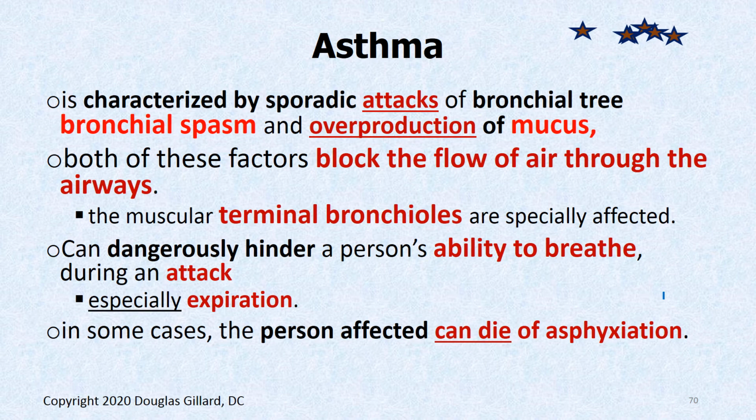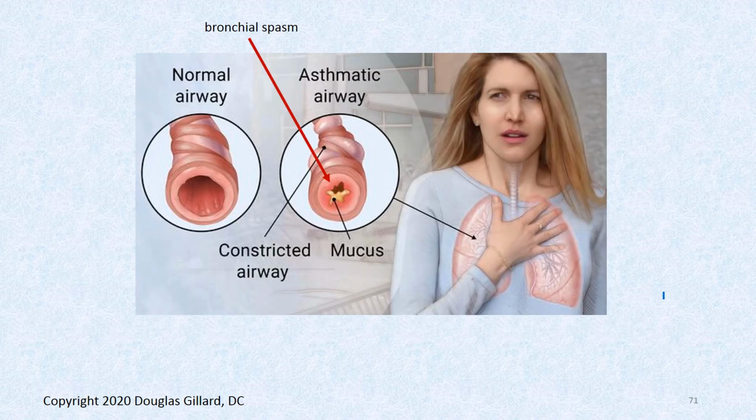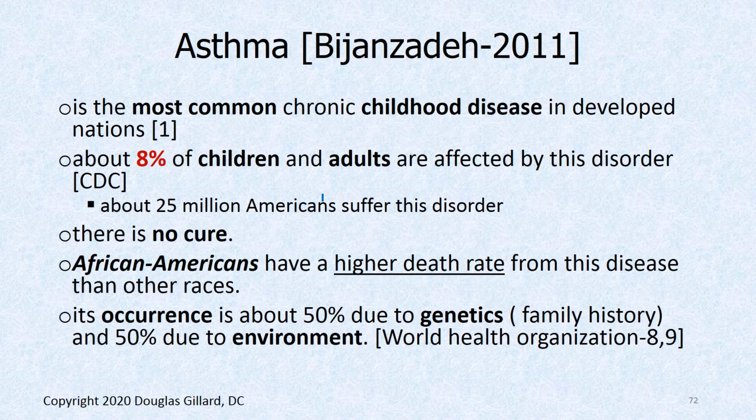The muscular terminal bronchioles are the most affected, fun fact. And you can't breathe. They're dangerous. You could die from this. You can asphyxiate if you have a severe asthma attack. Really scary. Nice little picture here of a normal airway. Here's someone having an asthma attack, and the smooth muscle is way too big, and the glands are over-secreting mucus to make things even worse. You have to breathe through that little tiny hole compared to that big hole, so you can't breathe. It's terrible.